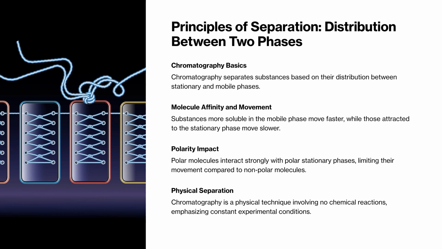and a mobile phase. When a mixture is introduced into a chromatographic system, each component repeatedly partitions between these two phases. The extent to which a substance spends time in each phase depends on its chemical properties, particularly polarity and the strength of intermolecular forces. Components that are more soluble in, or have a greater affinity for, the mobile phase will move more quickly through the system. In contrast, substances that interact more strongly with the stationary phase will move more slowly. This difference in movement results in separation over time or distance.